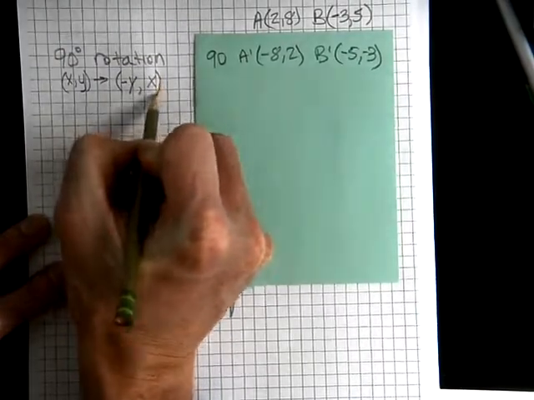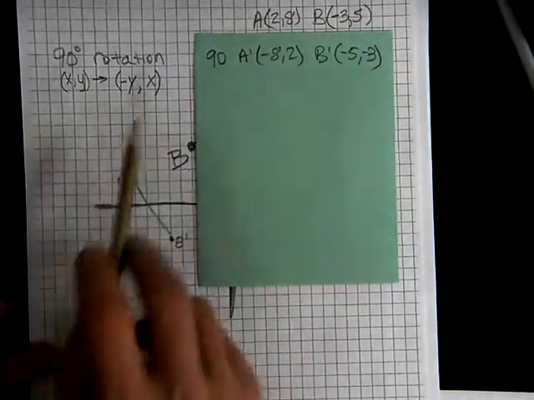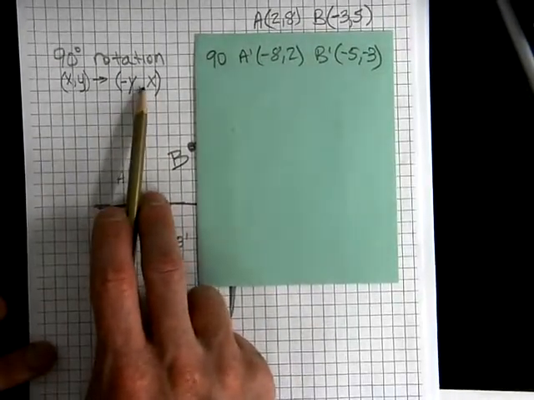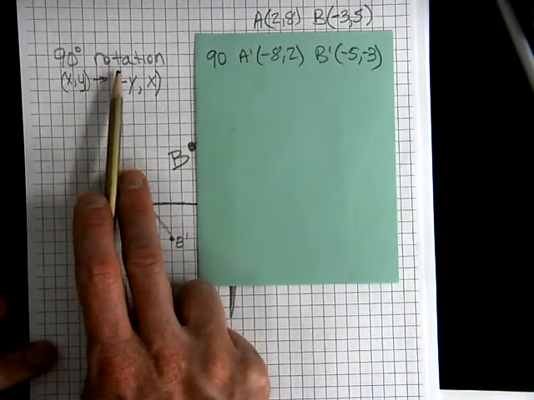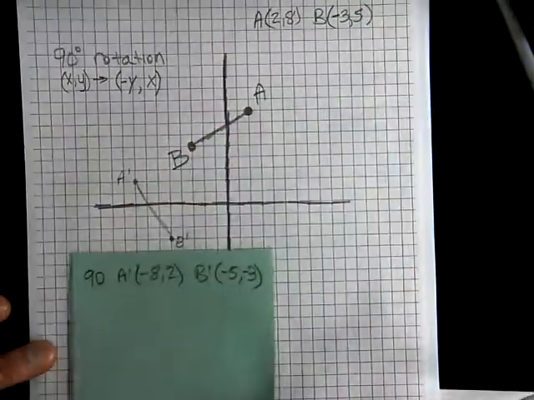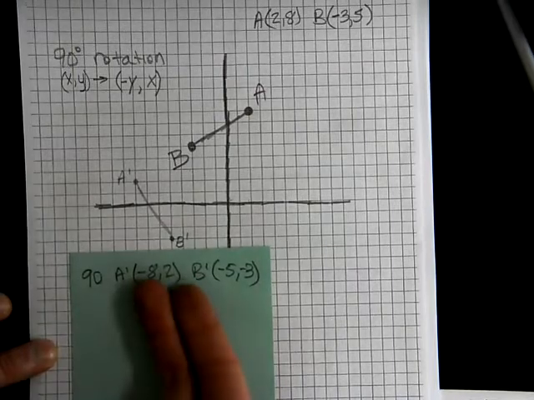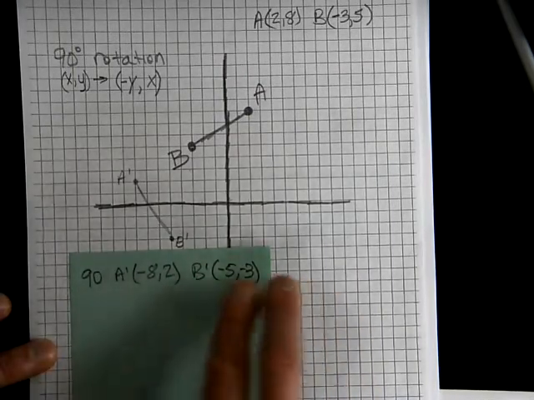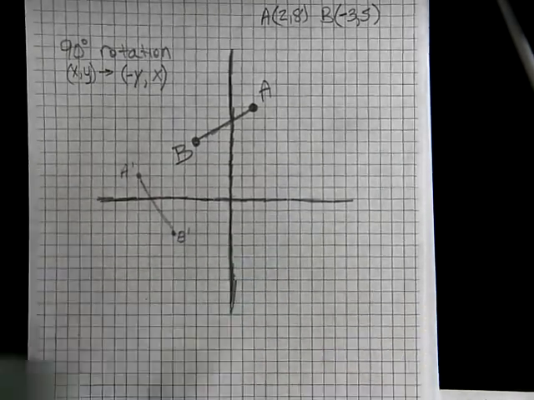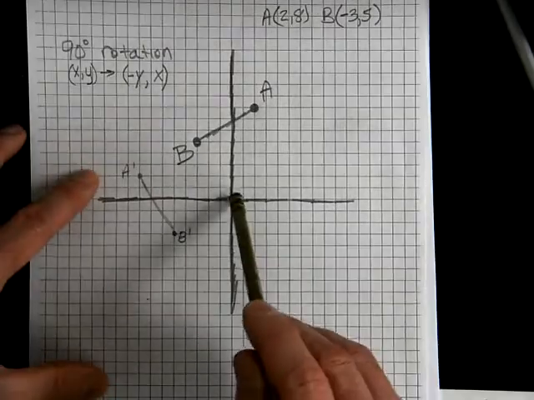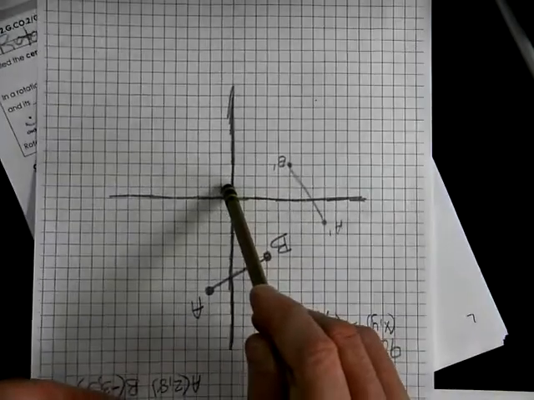So one way we can write it is (-y, x). When you switch the x and the y and change the sign on the front, that's a 90-degree rotation. We can take these coordinates and do it again: switch them and change the sign on the left. That'll give us another 90-degree rotation. So that's 90, that's 180.